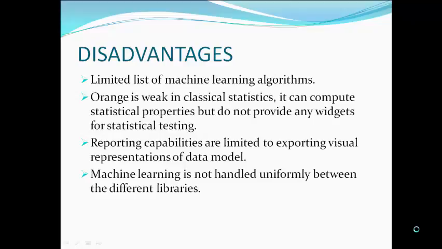Disadvantages. It has a limited list of machine learning algorithms. Orange is weak in classical statistics. Like, it can compute the statistical properties but does not provide any widgets for statistical testing. Reporting capabilities are limited to exploiting visual representations of the data model. Machine learning is not handled uniformly between the different libraries.